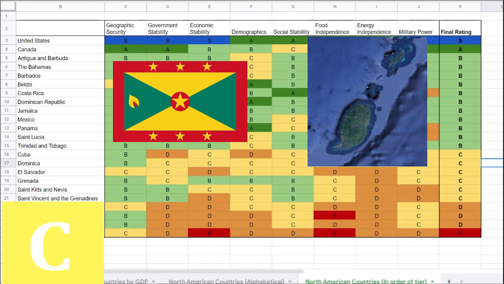Food independence, C. It's a Caribbean island. Energy independence, D. Military power, C. It is a pretty average Caribbean island, but it's slightly less average than the other Caribbean islands, so that's why it's in C tier instead of B tier.